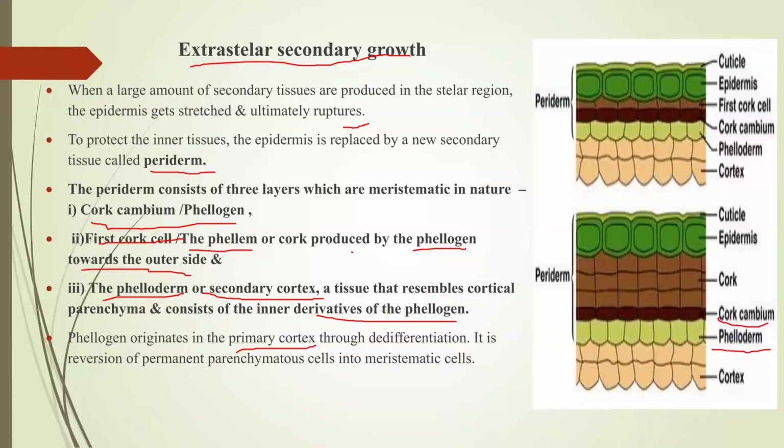So phelloderm is nothing but the secondary cortex. Outside is cork and inside is phelloderm. So this cork cambium produces the cork outside and phelloderm inside. This cork is nothing but the protective layer. So in total it is called the phellogen.